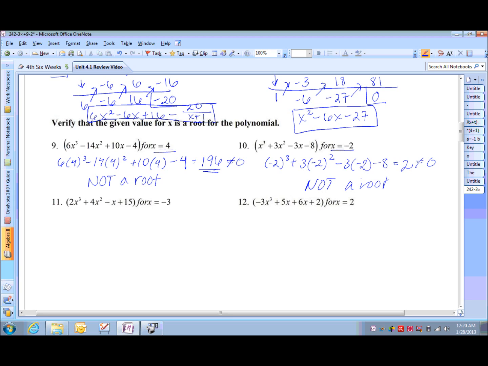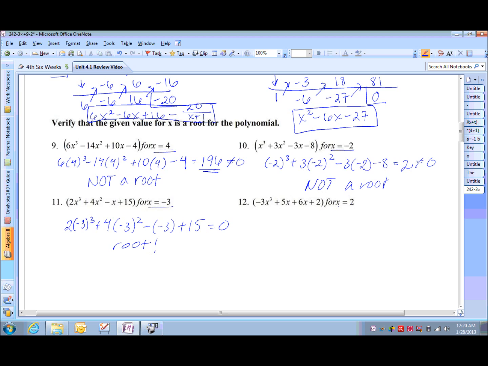Okay, moving on to number 11. We're going to plug in negative 3 this time. 2 times negative 3 cubed plus 4 times negative 3 squared minus negative 3 plus 15. And that comes out to equal 0. Therefore, x equals negative 3 is a root of this polynomial. Negative 3 is a root.